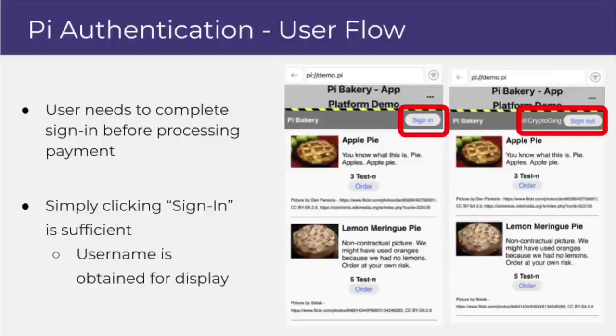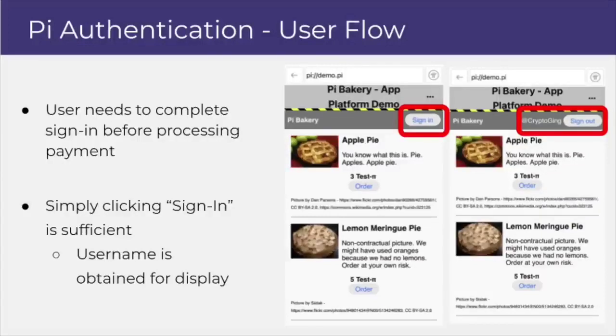So we have here our demo app. And so this is the boilerplate I was talking about. And it is a Pi bakery, but on this demo app, we have a few pies for sale, and we also have a sign-in, sign-out feature. And so the user sign-in is there, as I was mentioning earlier. It utilizes an access token.